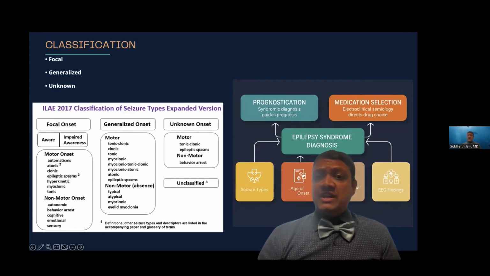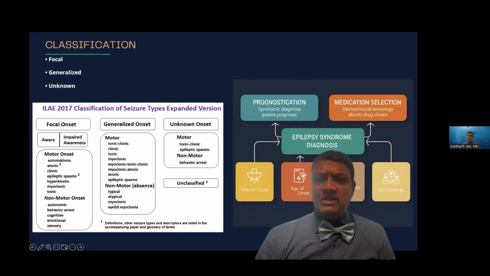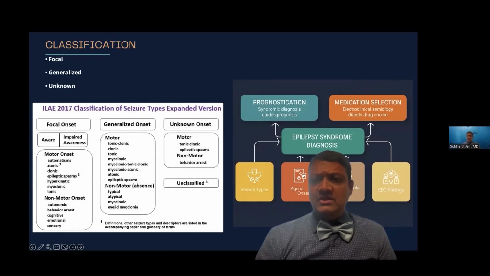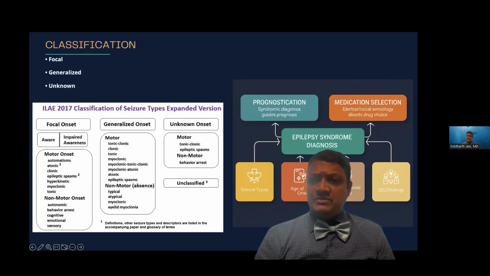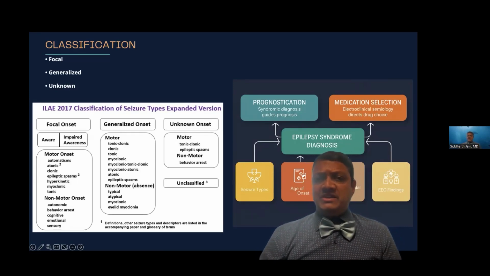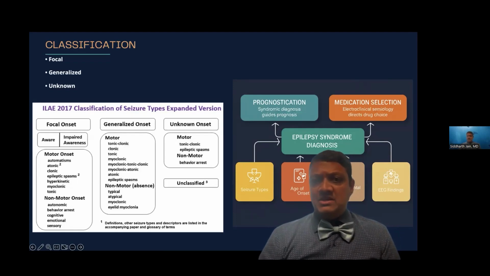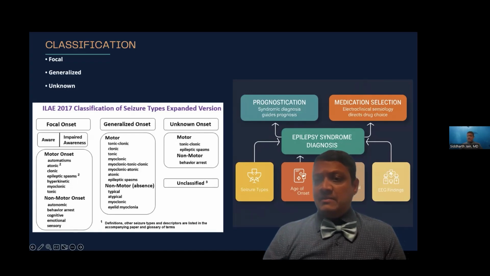The next level is understanding what the epilepsy syndrome diagnosis is. And this is the most specific level, and this is what we really value, because the epilepsy syndrome is a cluster of features that occur together, depending upon the seizure types, age of onset, EEG findings, and developmental level of the patient. This combination can help us understand what syndrome the patient might have, which can then help us understand the prognostication for that specific epilepsy. It also helps us understand medication selection for that particular epilepsy syndrome.